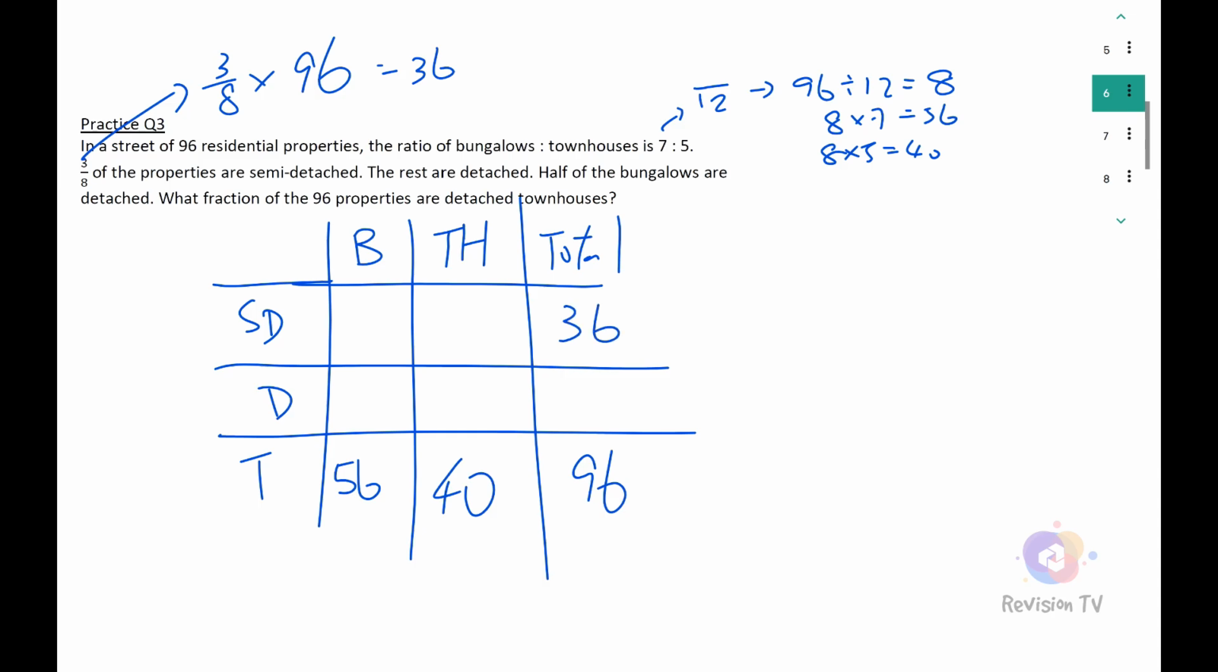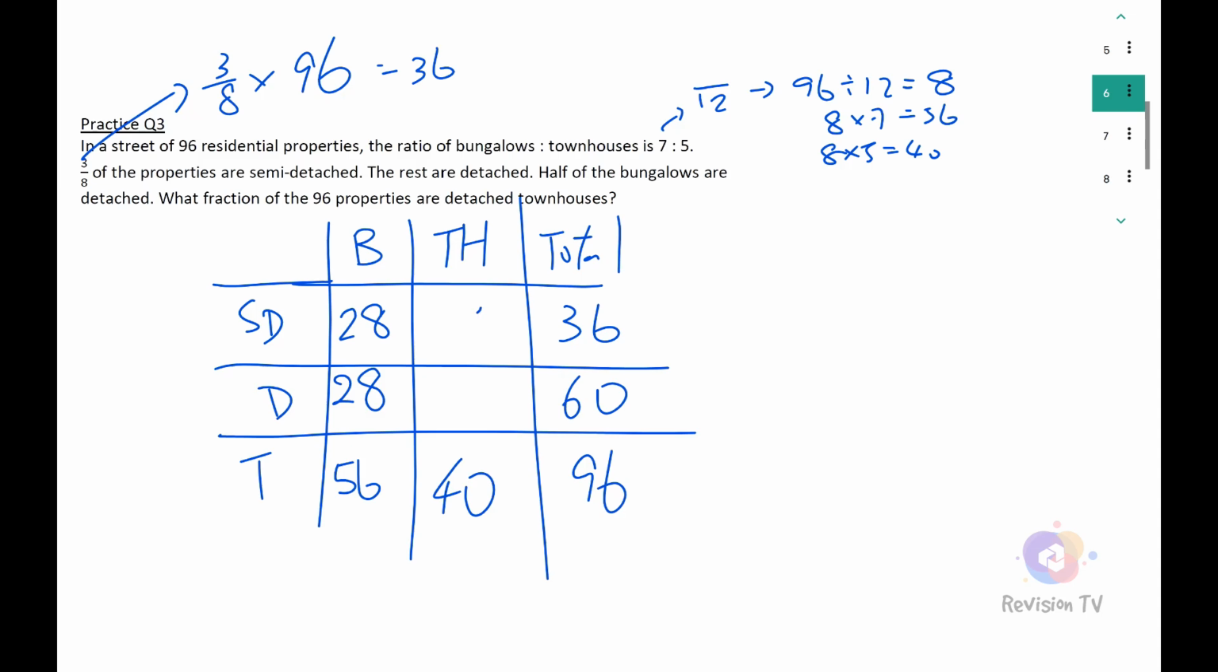The rest are detached. That means the difference here will be 60. So 60 are detached. Half of the bungalows are detached. Half of 56 is 28. So 28 are detached. Therefore, semi-detached is also 28. Next, you're done with all the information. You just have to complete the two-way table.